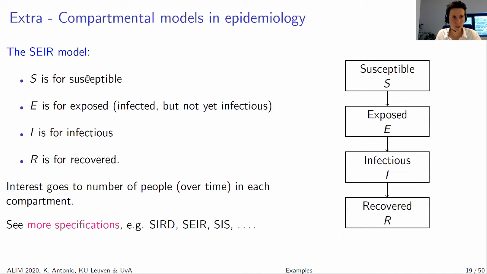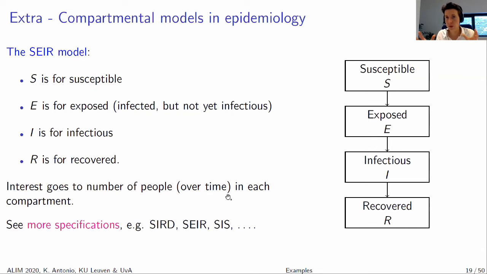I put one extra here. That's the SEIR model, where S is for susceptible, E is for exposed, so that would mean that you are infected, but the disease is not yet making you infectious. So that's during the incubation time. So you are already infected, but the symptoms of the disease are not yet shown, not yet noticeable. Then I is again for infectious and R for recovered.